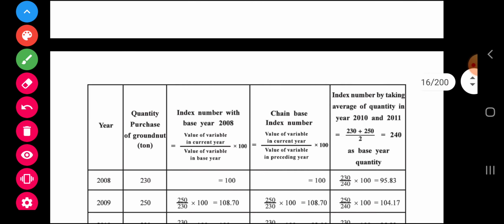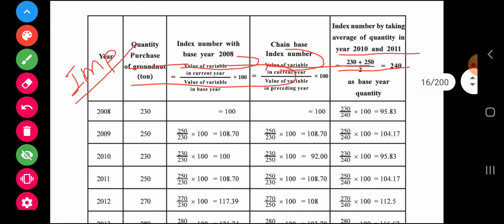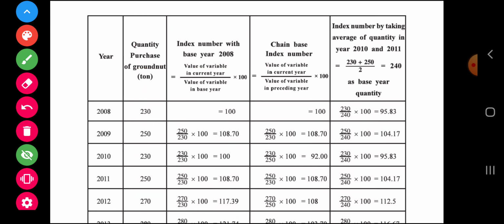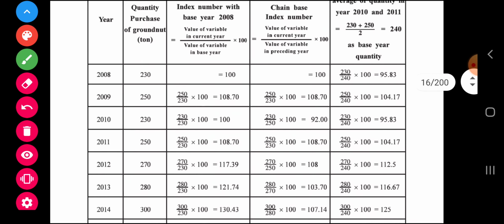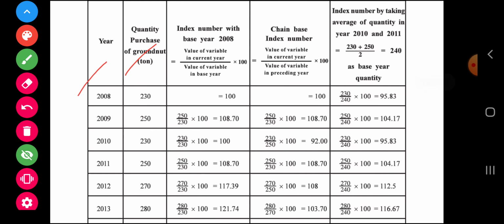See, on the next page, first we'll prepare 2 columns, what is given here and quantity, that is production. These two are written.